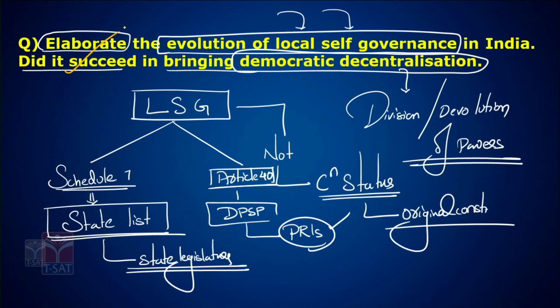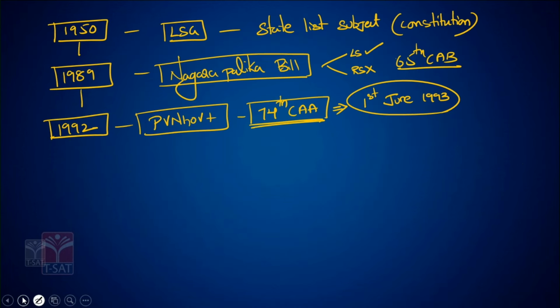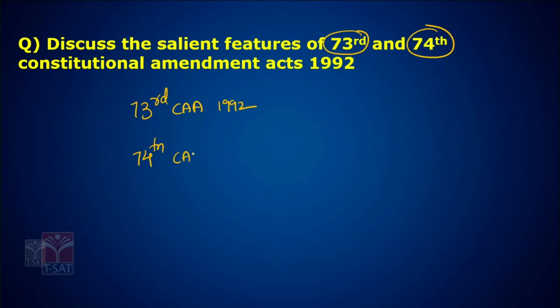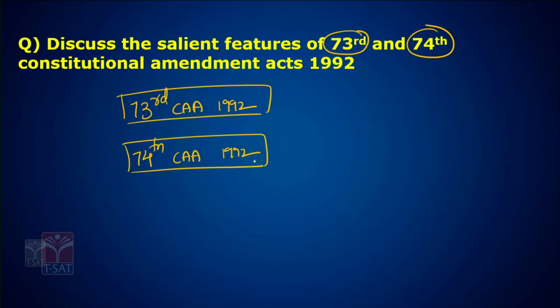Let us see the next question. What is the next question we have? Discuss the salient features of 73rd and 74th Constitutional Amendment Act. See, what are the salient features of the 73rd, 74th Amendment Act? So, 73rd Constitutional Amendment Act, 1992. 74th Constitutional Amendment Act, 1992. So, what are the salient features? Let us see.